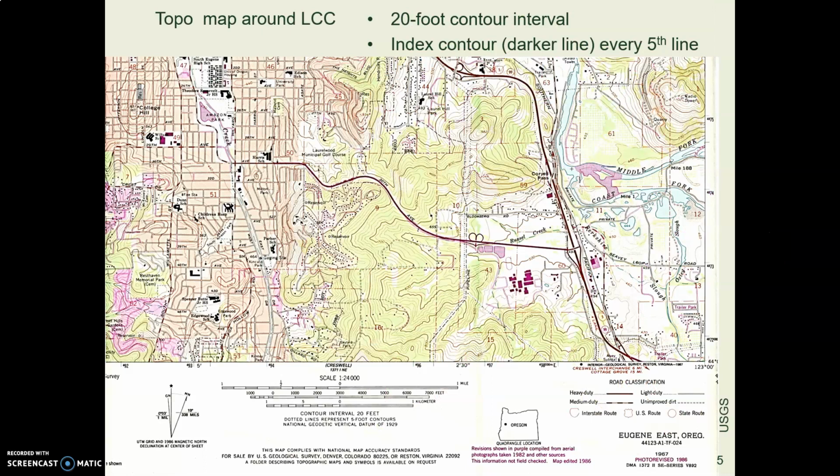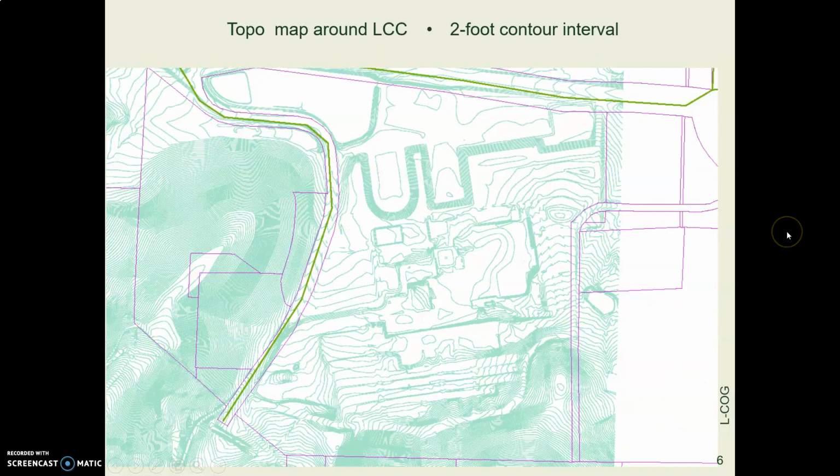Here's a topo map of LCC. This is the LCC campus in here. You can see it has a 20-foot contour interval, so again, less detail. Here's a map around part of LCC with a 2-foot contour interval. The Lane Council of Governments commissioned this map. They were trying to figure out wetlands and hydric soil locations and water flow. So you can see how when the lines are close together with a small contour interval, you get a lot more detail.